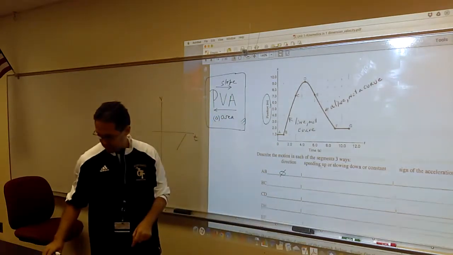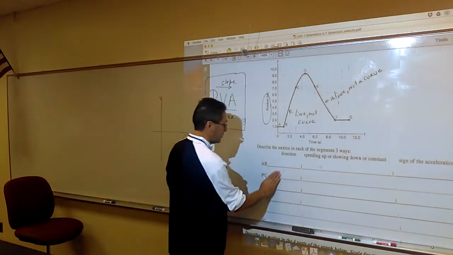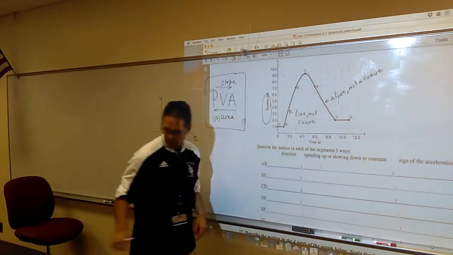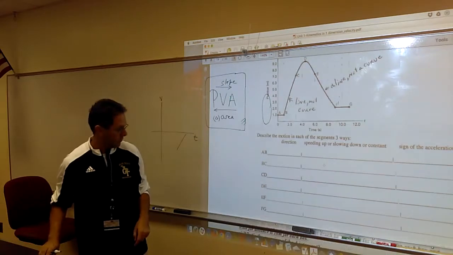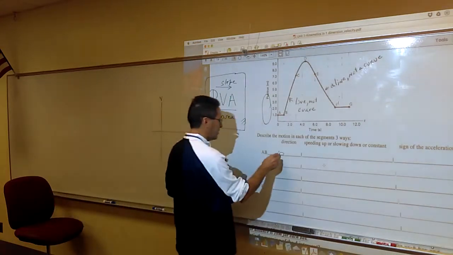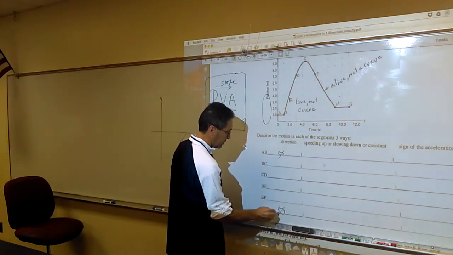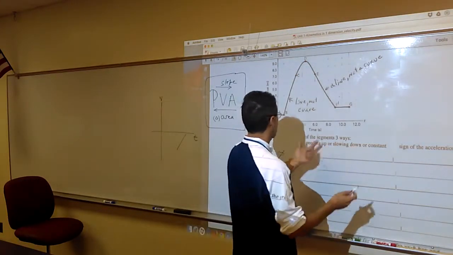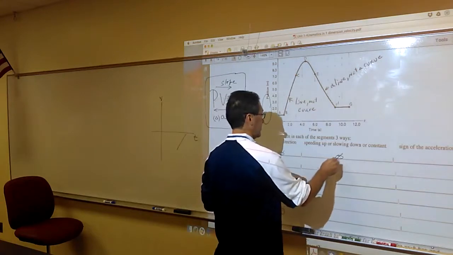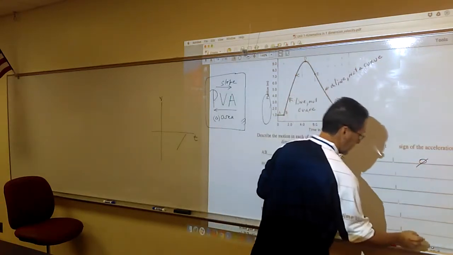So let me just show that here. From A to B, and from F to G, same motion, right? Are you speeding up, slowing down, or constant velocity? Well, you're not going anywhere. And there is no acceleration. Same thing down here.